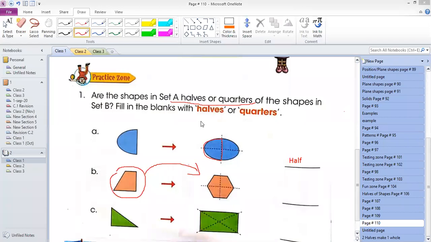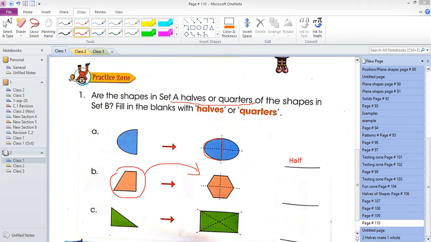Abdullah Saad. Yes, sir. Yes, Abdullah. Is it half of this hexagon or quarter of this hexagon? Look at B. Is this shape half of this hexagon or quarter of this hexagon? What should you write here? Quarter. Yes. Are you sure? Yes. Okay. Let me check one more student.